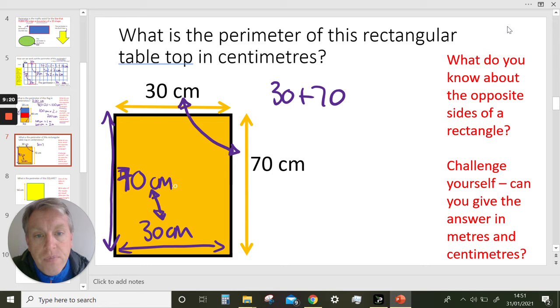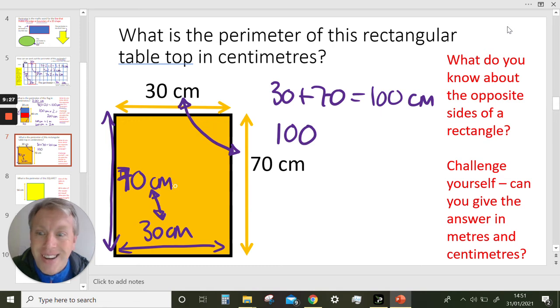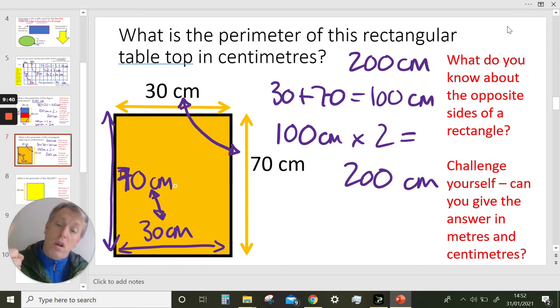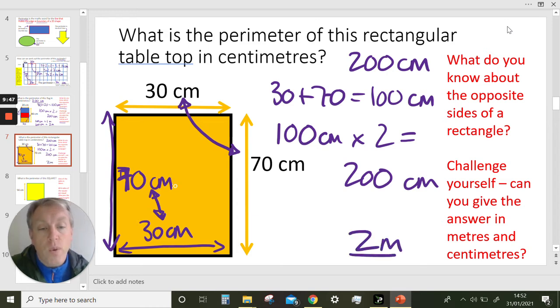Right, 30 add 70 is 100 centimetres. We've got 2 pairs of 100 centimetres. 100 centimetres times 2. Ah, look. We actually worked out with the same answer. And do you remember, 1 metre, 100 centimetres, 2 metres, 200 centimetres. So we can also say the perimeter is 2 metres.